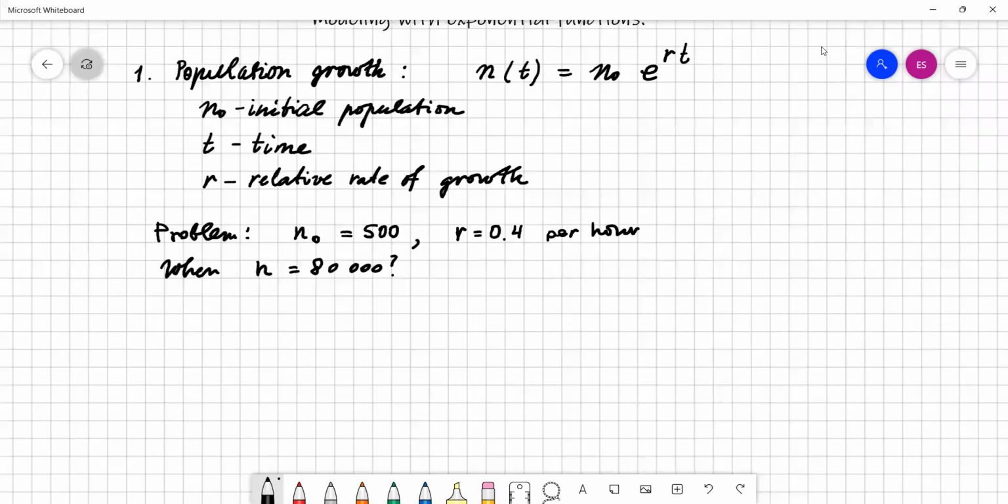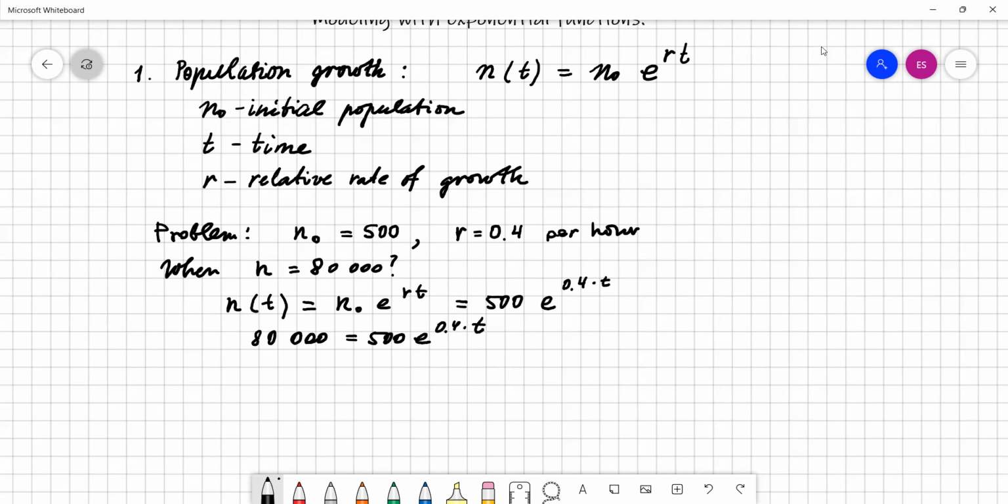Okay, so how do we solve problems like this? First, we write down the equation N of t, the number of bacteria depending on time. We are just going to plug in n0, which is 500, the initial bacteria population. The rate of growth is 0.4. In our money problem, that was a percentage rate, right? And t is going to be here just as a variable. Now, what is given? Given is that eventually, after a certain time t, there are going to be 80,000 bacteria. So we write down 80,000 equals 500 e to the power of 0.4t.